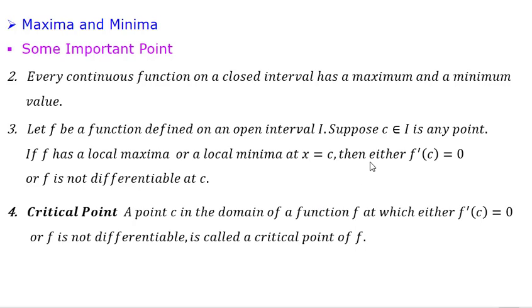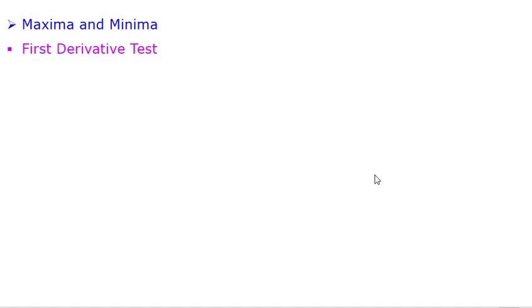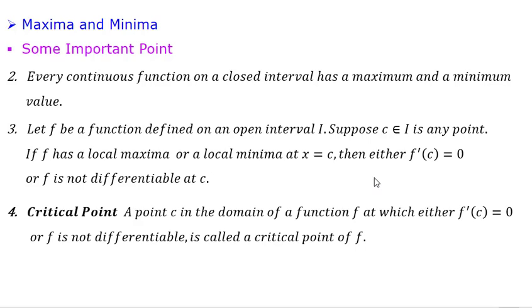Now as in the above point we have seen that if at point C it is maximum or minimum, then we get derivative at that point 0. So this point C at which we get derivative as 0, or this point C where the function is not differentiable, that point is called critical point, and at the critical point we could find either a maximum value or a minimum value. So here we have introduced how to utilize derivatives in finding maximum or minimum value.